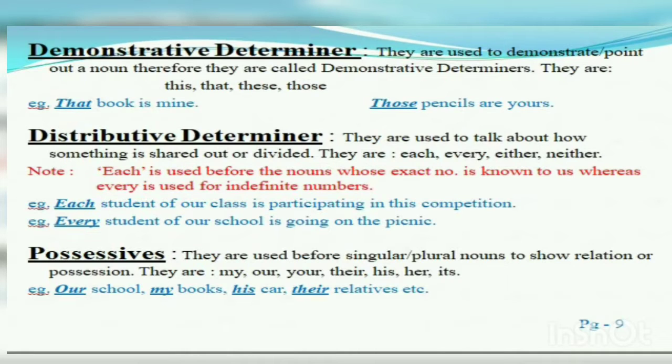Next is possessives. They are used before singular and plural nouns to show relation or possession. They are my, our, your, their, his, her, its. For example, our school, my books, his car, their relatives.